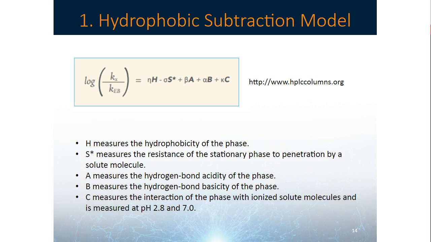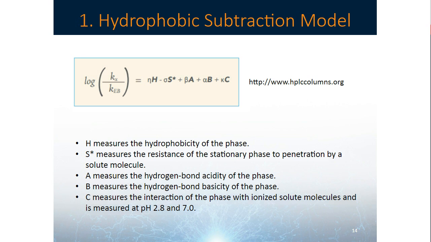So the hydrophobic subtraction model. What I have here is the equation, and what we're doing is taking the log of the retention factor of a particular solute divided by the retention factor of ethylbenzene. That's the EB on the lower k value. And what that is related to are the lowercase coefficients, which actually relate to the different solutes that are used in the model. And then what happens is multiple linear regression is used to calculate the capital letters.